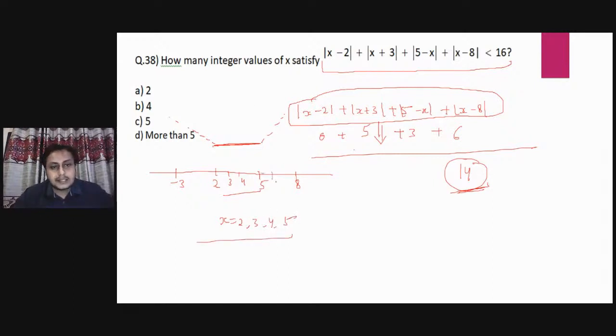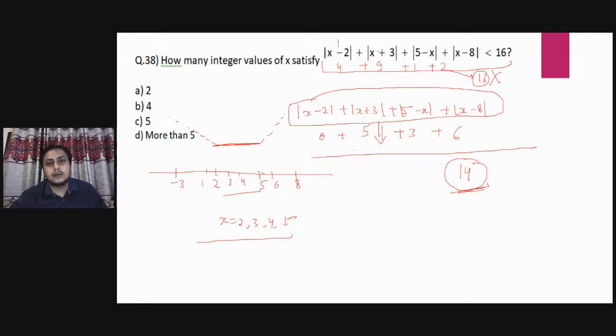Now let's see what happens beyond this. If we go beyond 5, just consider x equals 6 and x equals 1. When you put x equals 6 in this equation, 6 minus 2 is 4, 6 plus 3 is 9, 5 minus 6 gives modulus 1, and 6 minus 8 gives modulus 2. So 9 plus 4 is 13, 14, 15, 16. This is 16, but we need less than 16, so this is wrong. We will not consider 6. After 6 the value will be even more than 16.